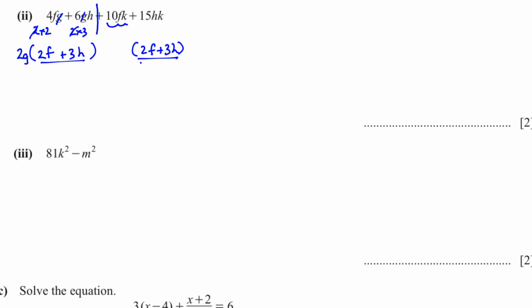Divide this term by 2f and you will get 10 divided by 2, 5. The f gets cancelled out. k is remaining. The terms which are in the bracket, we are going to write it as one term. 2f plus 3h as one bracket. And what is outside, we'll combine them and form a new bracket. So 2g plus 5k.